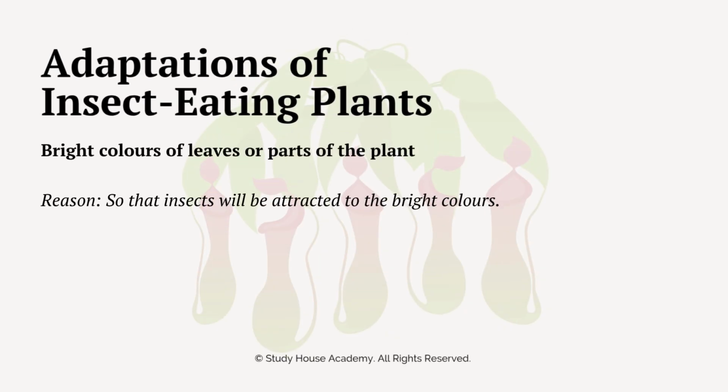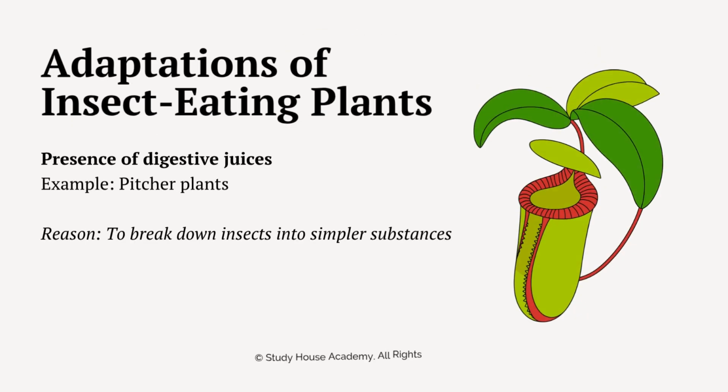Bright colors of leaves or parts of the plant. Reason, so that insects will be attracted to the bright colors. Digestive juices, e.g. pitcher plants. Reason, to break down insects into simpler substances.